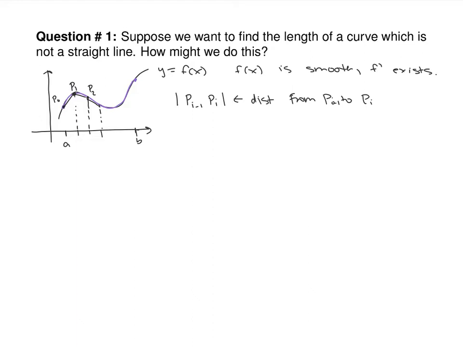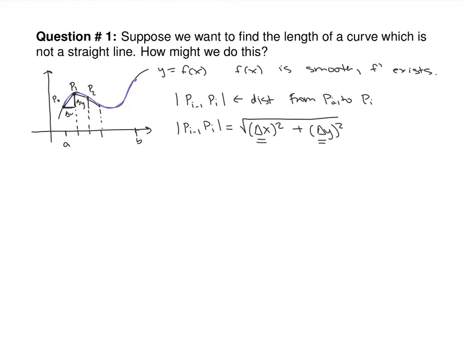And let's talk about how we might calculate that. So this little distance, you can calculate it using the Pythagorean theorem. This little distance is delta x, the little vertical distance is delta y. So the distance from p sub i minus 1 to p sub i is going to be equal to the square root of delta x squared plus delta y squared. And if we add up all of those little pieces, we're going to get an estimation for how long our curve is. And delta x is constant, but delta y is changing.